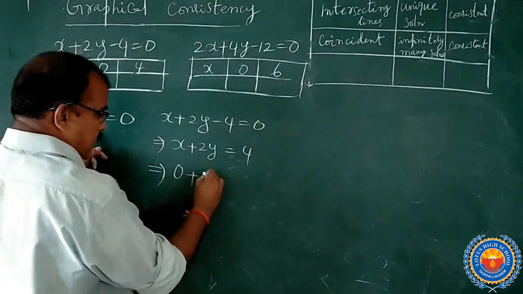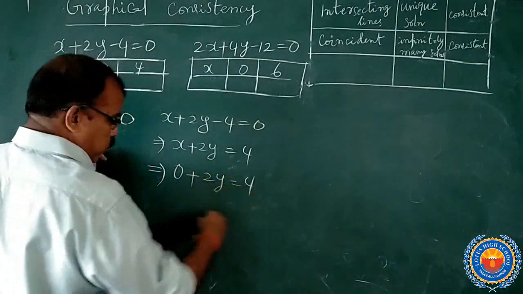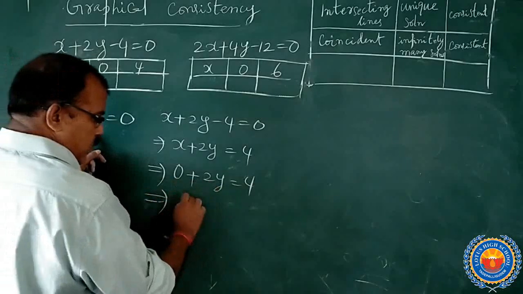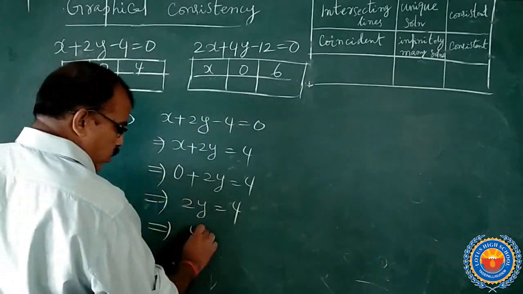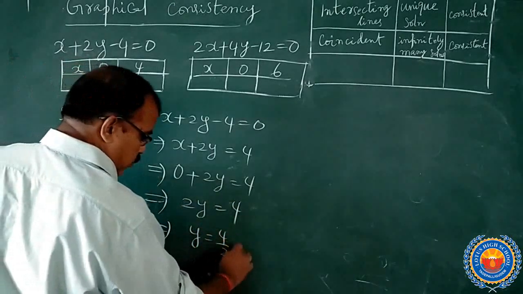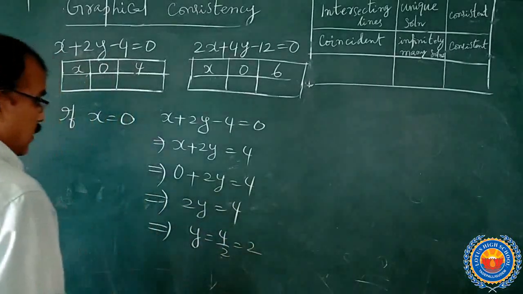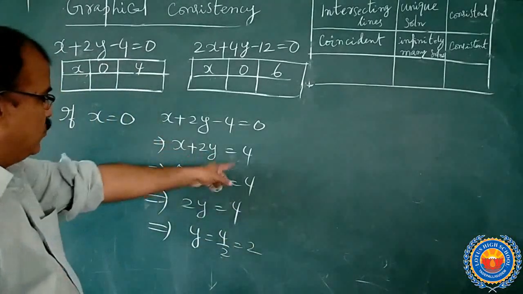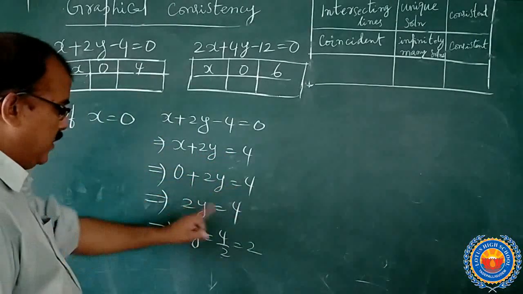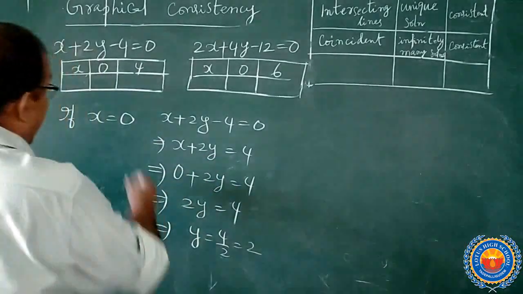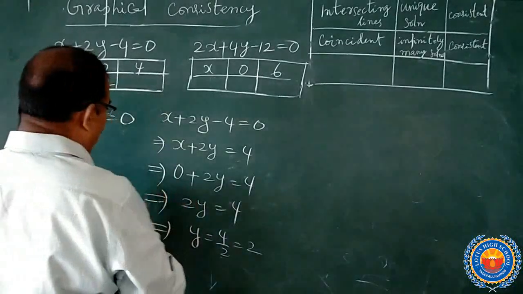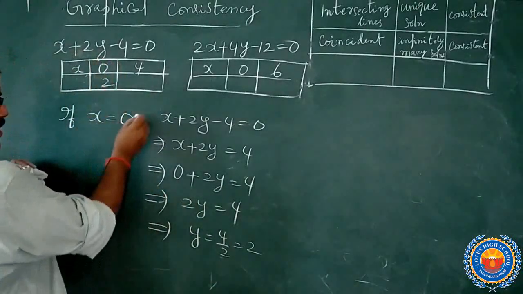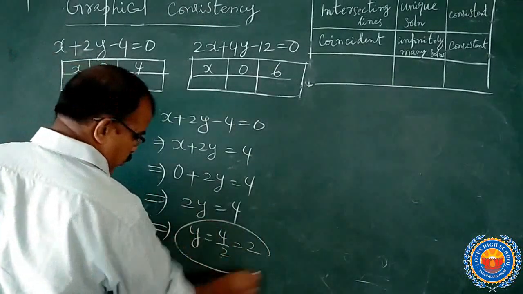0 plus 2y is equal to 4, so 2y is equal to 4. Then y is equal to 4 by 2, y is equal to 2. This is the first part: when x is equal to 0, I got y is equal to 2.